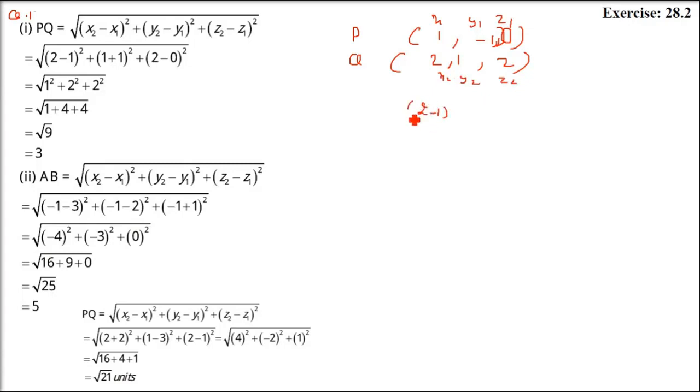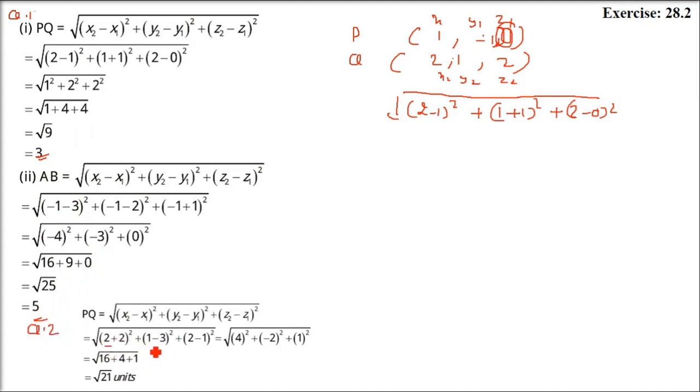So x2 minus x1 whole square plus y2 minus y1, 1 minus of minus 1, that is 1 plus 1, 2, and 2 minus 0 whole square, and then you have under root. So do you get 3? The second part also is exactly the same thing. Now question number 2 is also the same thing.